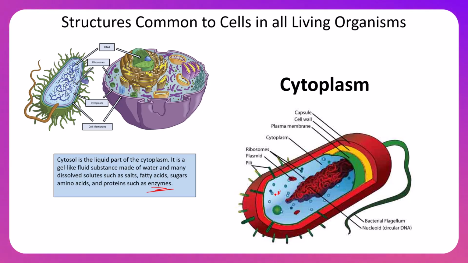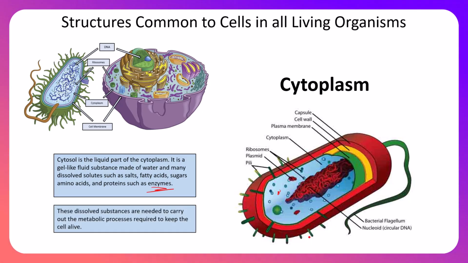Even though prokaryotic cells don't really have membrane-bound organelles, they still have that fluid-like substance that contains all of their sugars and fatty acids and salts and proteins and amino acids that are required for metabolic processes. All of those dissolved substances are needed to carry out the metabolic processes required to keep the cell alive. And like I said, those are all of those biological metabolic processes that we've talked about in the past, which are anabolic and catabolic reactions.